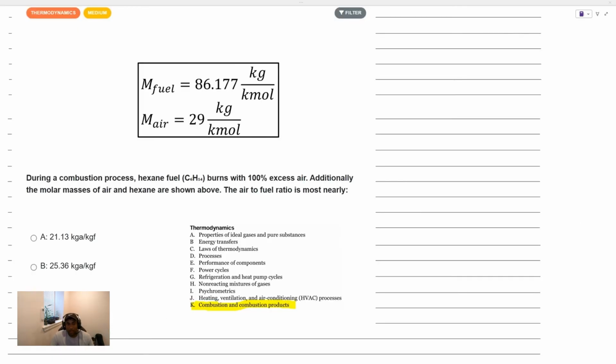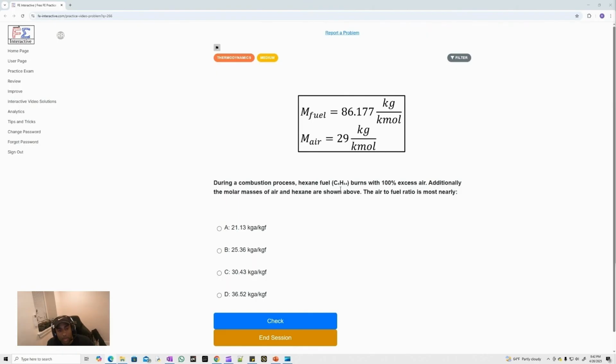Let's move into this final problem where we're really going to be focused on reviewing the fundamental ideas of combustion and combustion products. It says during a combustion process, hexane fuel, which is C6H14, so it's a hydrocarbon fuel, burns with 100% excess air. Additionally, the molar mass of air and hexane are shown above. The air to fuel ratio is most nearly.